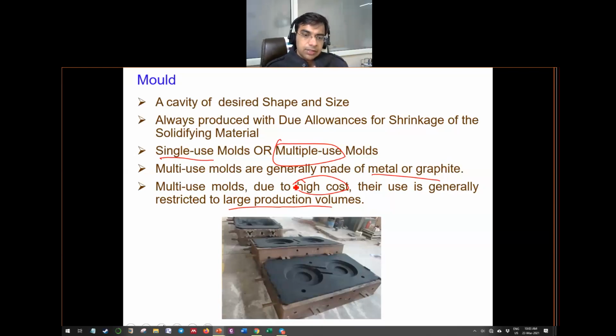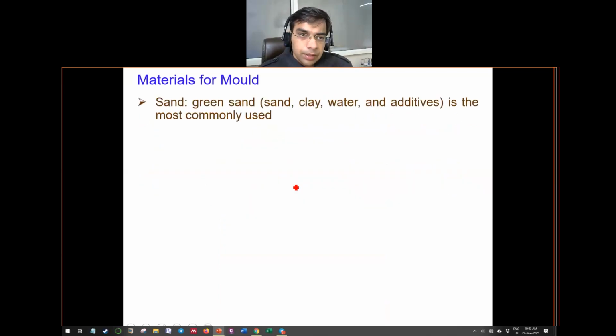Sand is a very easy to obtain material, and at the same time, it has the property of refractoriness, that is, the ability to hold its shape even at elevated temperatures as it comes in contact with the molten metal. In particular, green sand is the most commonly used material for the mold. This green sand is a mixture of sand, clay, water, and additives. We will be discussing what these different additives are, what the percentage of clay and water is, and subsequently we will also discuss the role of each of these components.